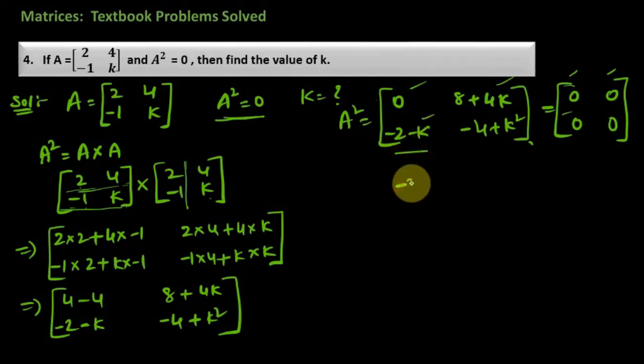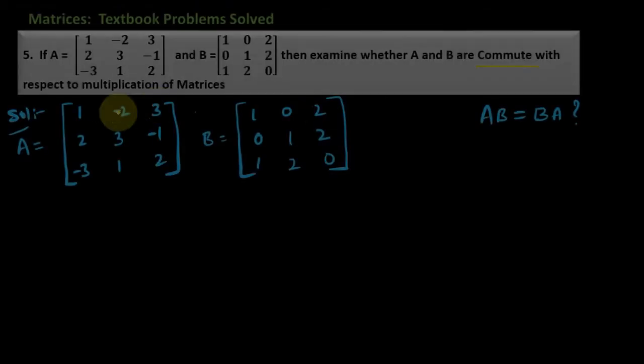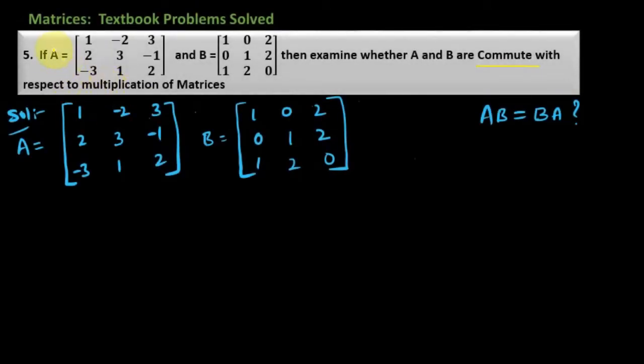So minus 2 minus K is equal to 0, right? So minus 2 minus K, this third element I am equating with this third element, right? Minus 2 minus K equal to 0 means K equal to how much? K equal to minus 2. So this is the value of K.